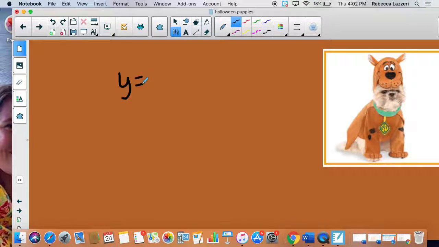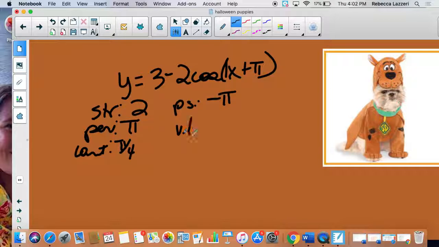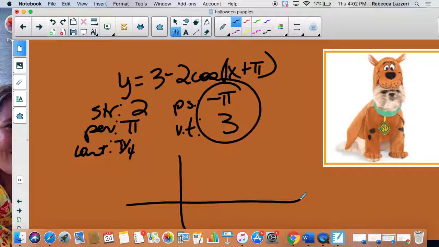All right, now let's do a cotangent. Cotangent is y is equal to, let's say, 3 minus 2 cotangent of x plus pi. All right, so the stretch, kind of like the amplitude, is 2. The period is pi over 1. Count is pi over 4. Phase shift is negative pi. Vertical translation is 3. I'm going to go right there. So I'm going to go to negative pi, leave my room for some counting, and up 3.